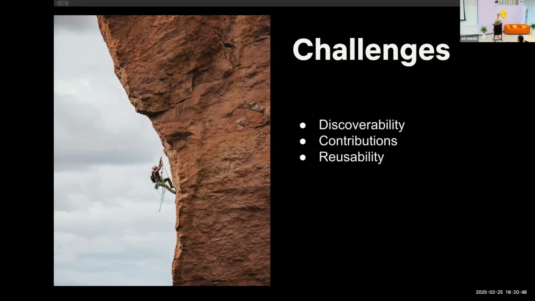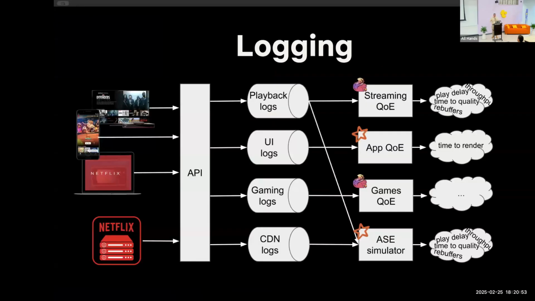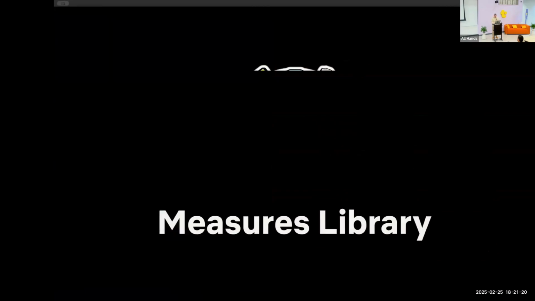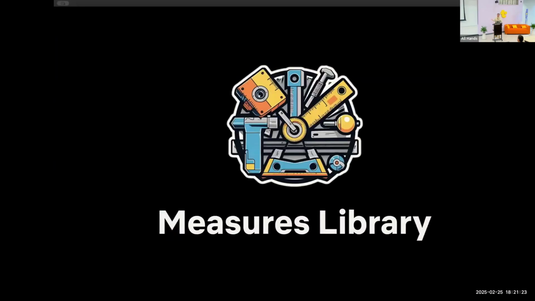Then there's also reusability. In the previous schema, when I spoke about the adaptive streaming engine simulator, the simulator wants to calculate the same metrics as the streaming QoE. We want to compare whether this is better than the previous one, so we want to run the same code that calculates the play delay, the rebuffers, all those things. So we want reusability. It would be nice if it was in a library. We did it, and this is what this talk is about.